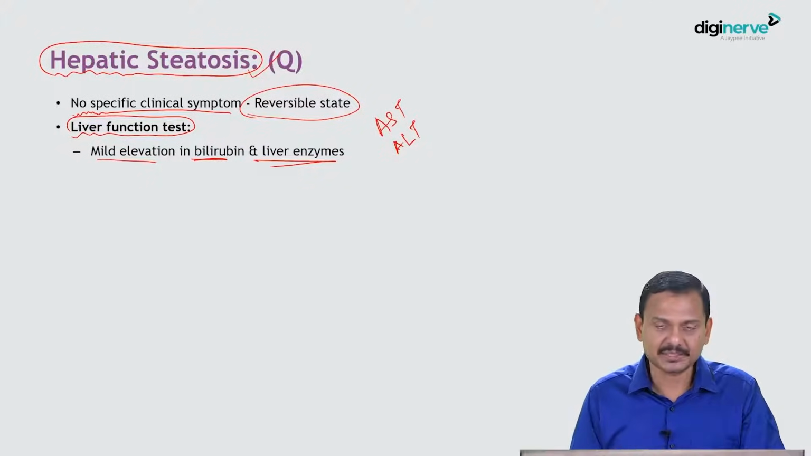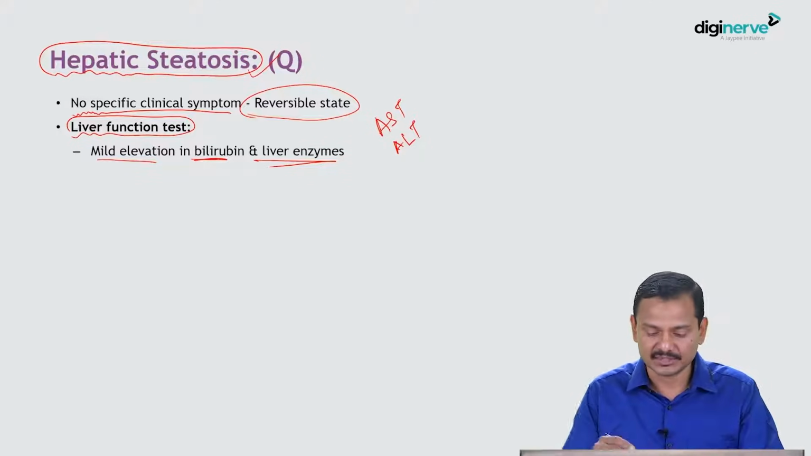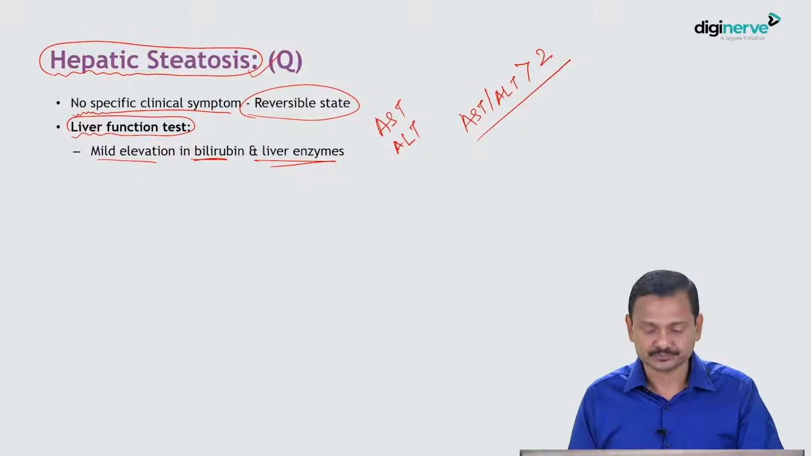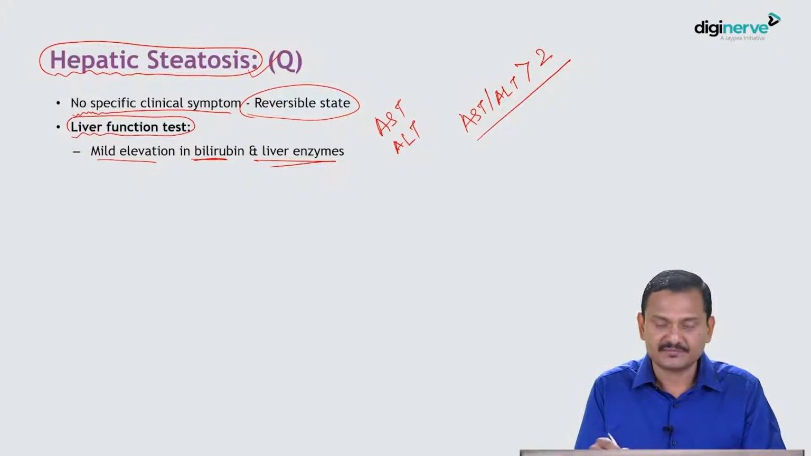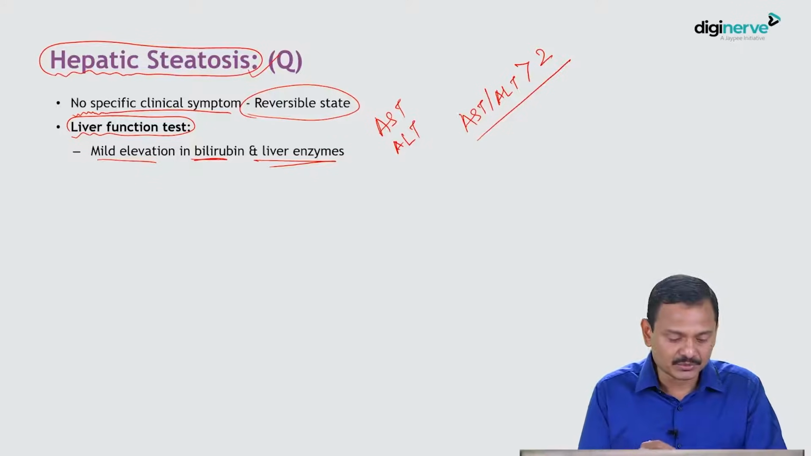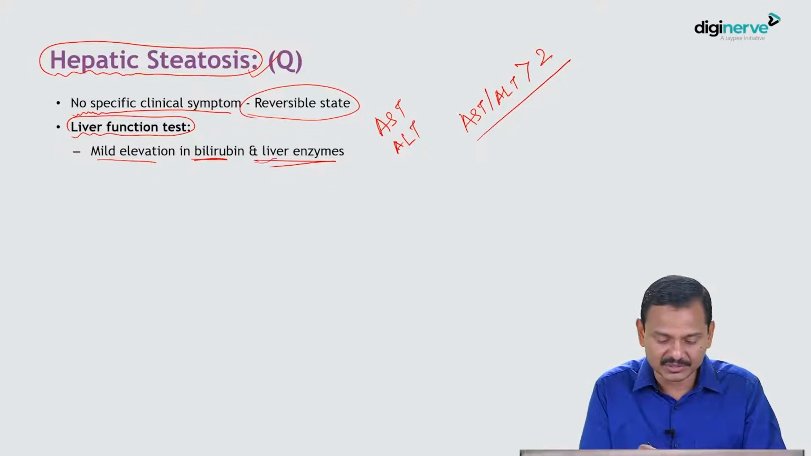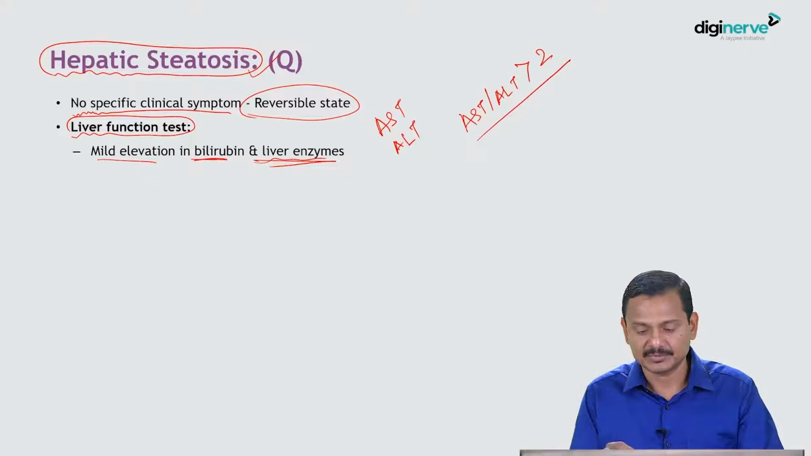And one typical feature that you find in alcoholic liver disease is that the AST by ALT ratio is always greater than 2. Okay, so that is a very important feature that helps you identify that the liver injury is more likely because of alcohol.